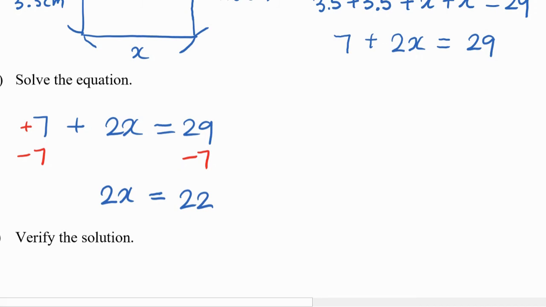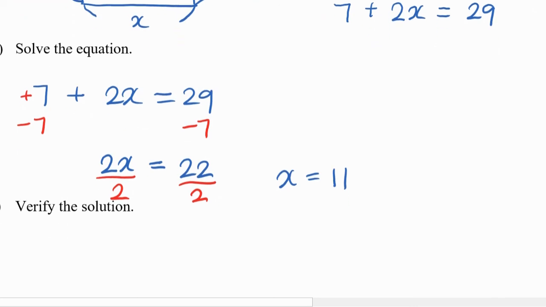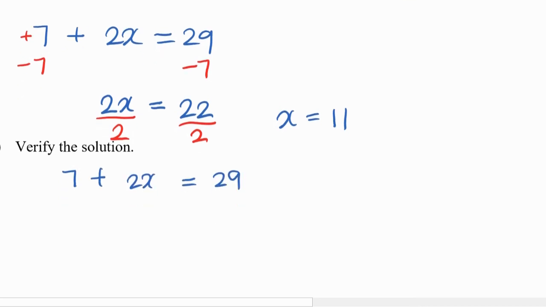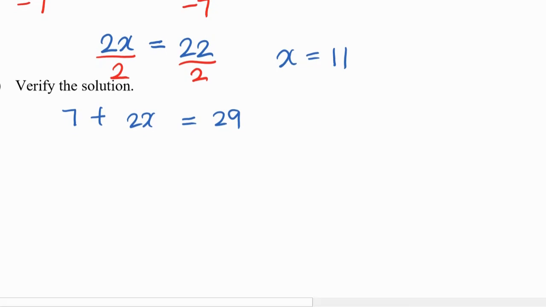And let's divide both sides by 2. Then x equals 11. So we get 11. Now we're going to verify the solution. So this is the original equation, and our x is 11. To verify the solution, you can just plug the number back into x. Okay, let's plug 11 into x.